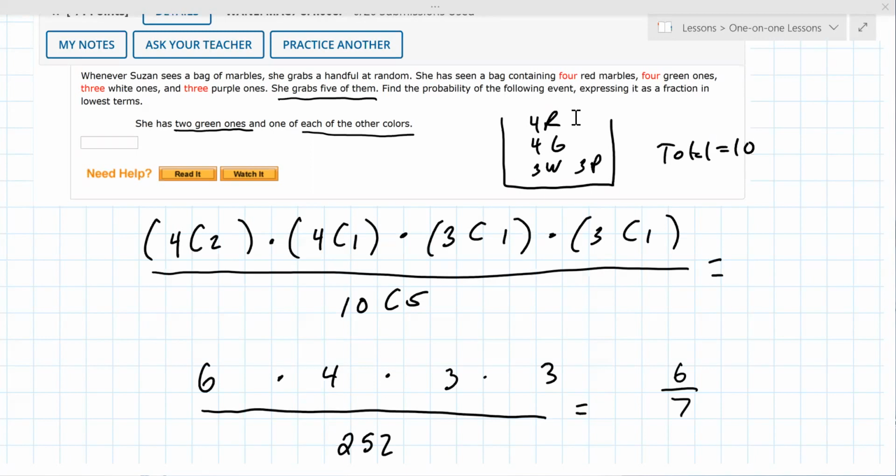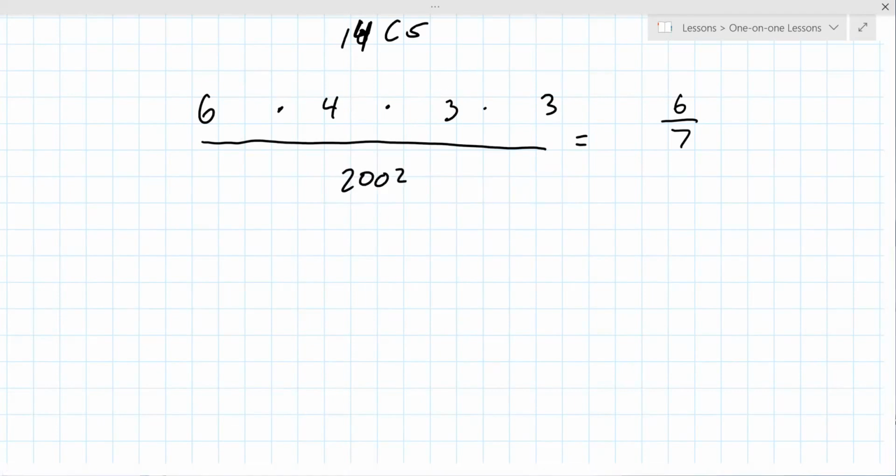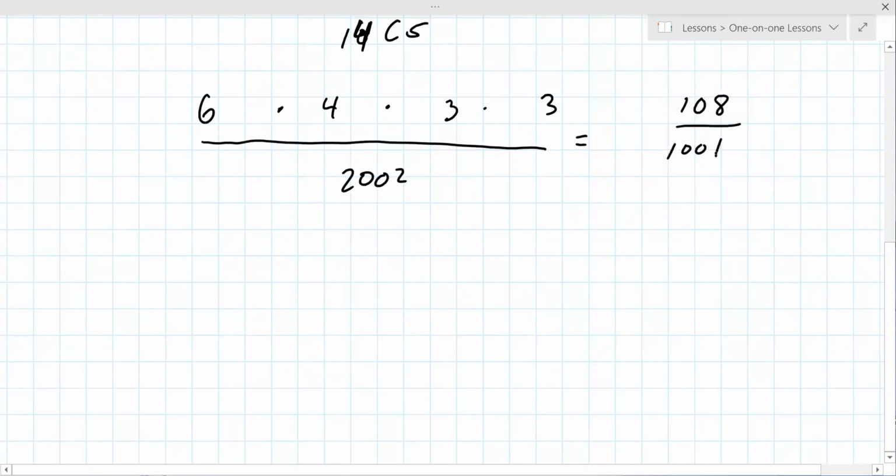There's 14 total. Why didn't I? There's 14 total, so that changes this number. That's 14 choose 5 down there at the bottom, and that's 2002 on the bottom. All right, so let me get new numbers for this. This is a totally different number now. It's 108 over 1001.